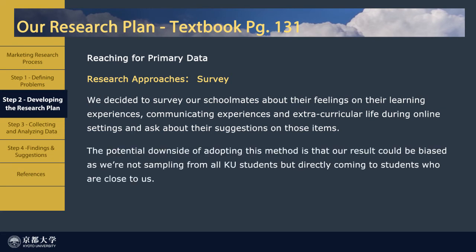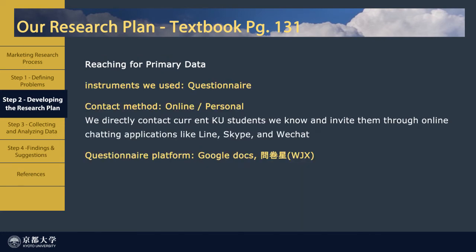The potential downside of adopting this method is that our result could be biased, as we are not sampling from all Kyoto University students, but directly coming to the students who are close to us. But due to the time constraints and our limited resources, that is the best way to conduct this market research for us. As for the contact method, we directly contact current Kyoto University students we know and invite them through online chatting applications like Line, Skype, and WeChat.